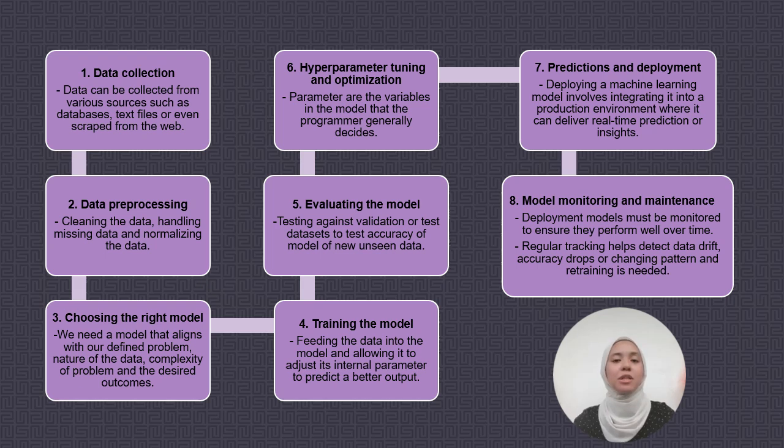The third one is choosing the right model. And the fourth one is training the model, where we feed the data into the model. And the fifth one is evaluating the model, where we test against validation or test datasets to test the accuracy of the model. And the sixth one is hyperparameter tuning and optimization. And the seventh is prediction and deployment. And the final one is model monitoring and maintenance. Deployed models must be monitored to ensure they perform well over time.